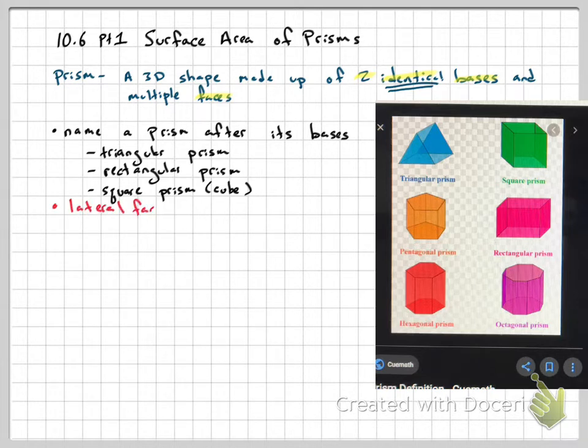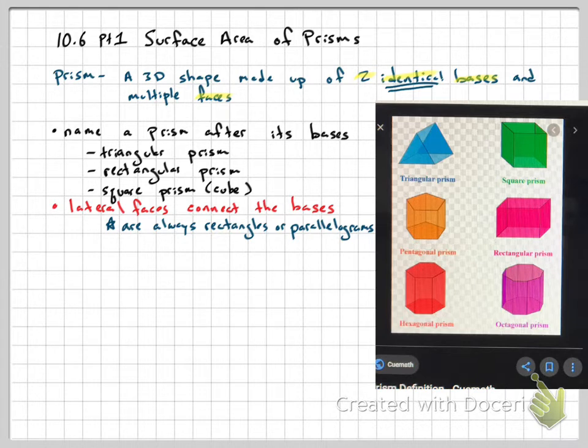Then we have our lateral faces, which I've already talked about. Those are the sides that connect the bases, and they are always going to be either rectangles or parallelograms. Because we are dealing with regular prisms, meaning this triangle is regular, this pentagon is regular, meaning all of the sides are the same, all of our faces are going to be rectangles. We won't have any funky parallelogram faces. All of our faces for our prisms will be rectangles.